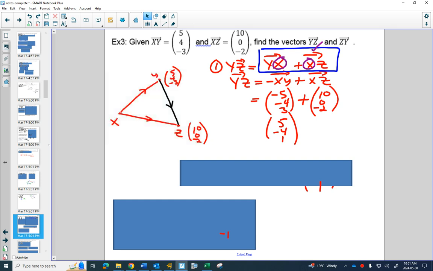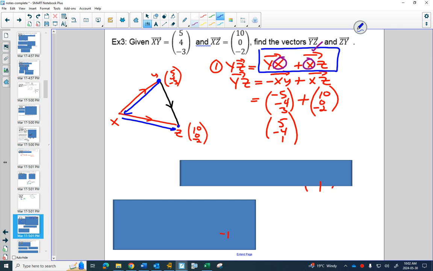Again, here's a picture. Just draw 3 dots. Make one X, one Y, one Z, and pretend you're in 3 dimensions. And you're like, I'm an excellent drawer. Right? If I want to go from Y to Z, I think it's easiest to visualize first going negative XY, and then going positive XZ.